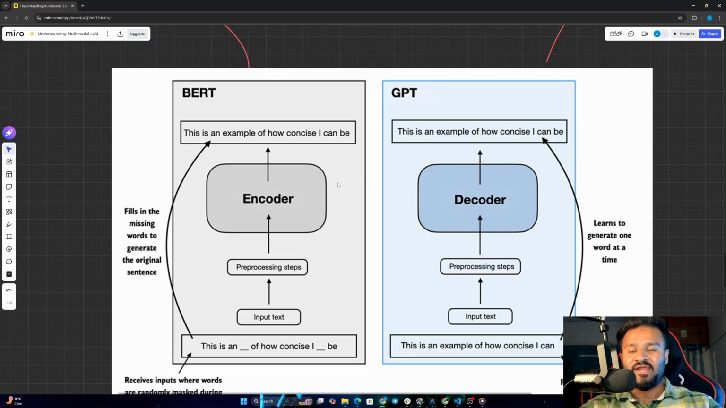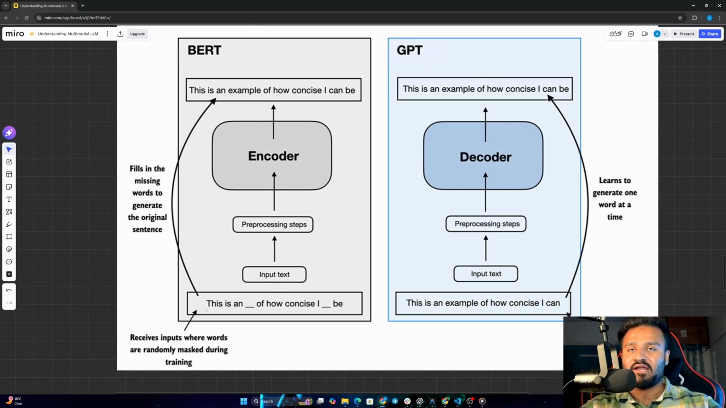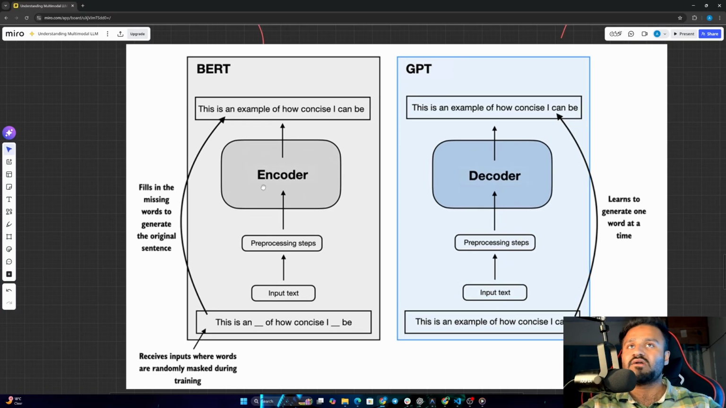During training, BERT hides some words in a sentence and tries to predict them. For example, you can see over here, if we input this text, this is an dash of how concise I dash be, it fills in the missing words to generate the original sentence. So BERT acts in such a way that it fills in the blanks in the text we are giving it. Over here you can see that it has generated the words example and can. The words are randomly masked during training, and this is how the BERT model is trained.